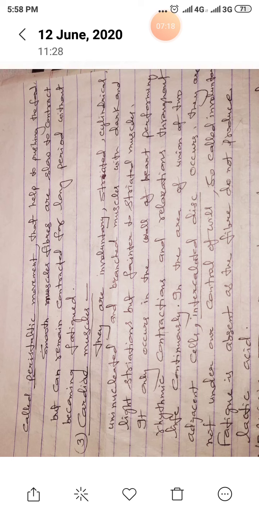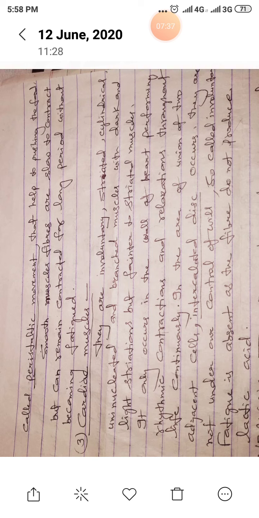They show a special movement. They are only found in our heart. So they are called cardiac muscles and show rhythmic contraction and relaxation continuously throughout life.